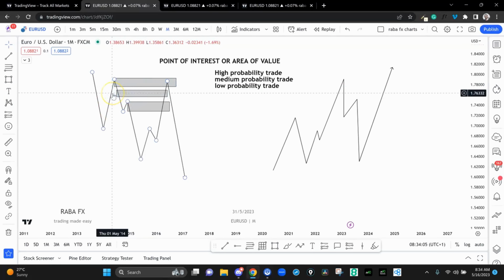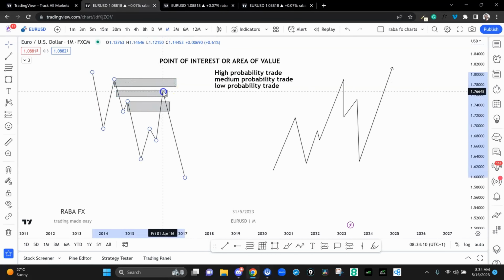I'm going to weigh the different criteria. If it falls within the low probability trade, that will be low probability. I will use a very small lot size here because I've seen it to be a low probability trade.